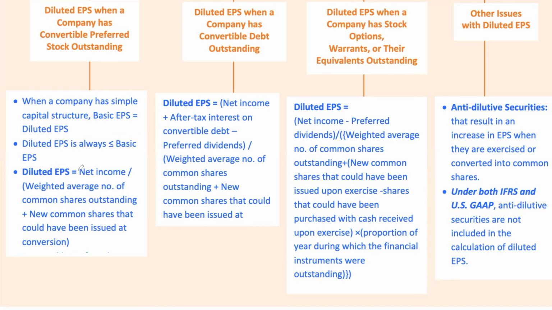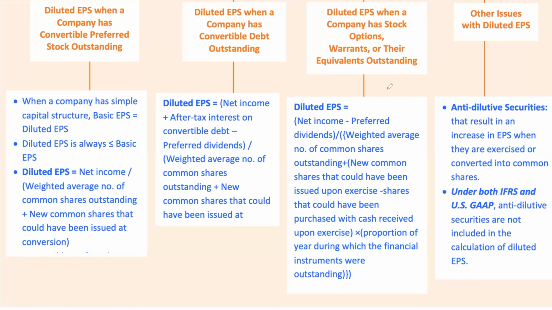Okay, let's talk about the if-converted method. When calculating diluted EPS for convertible securities, you assume the conversion happens at the start of the period. For convertible bonds, you add back the after-tax interest expense to the numerator and increase the denominator by the number of shares that would be issued upon conversion.